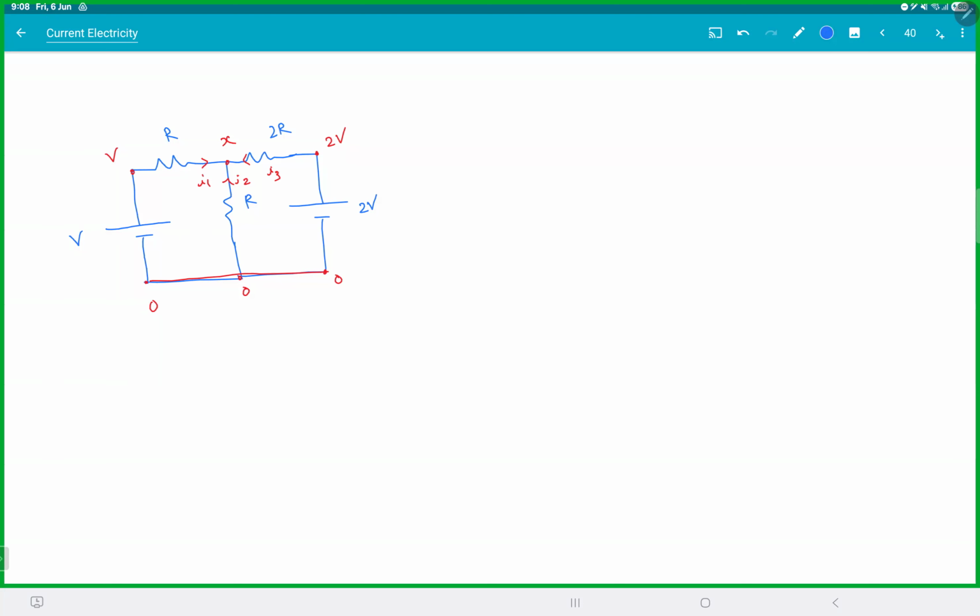I'll give you a minute more to solve. This is the process. This is how you get the steps.